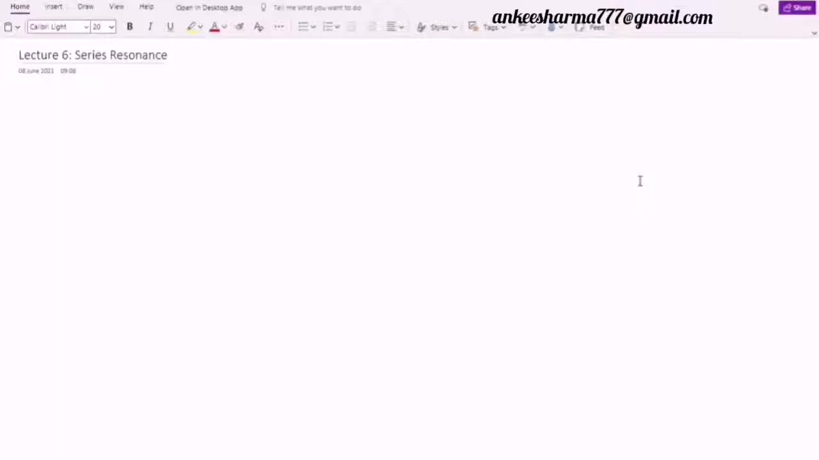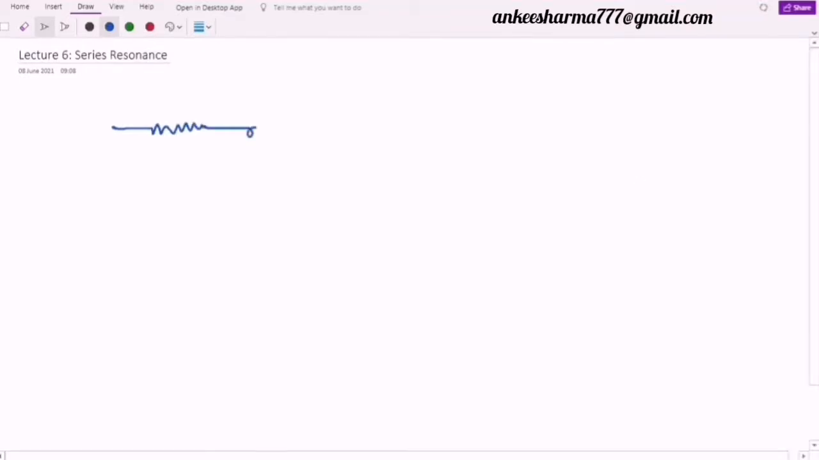In this lecture we are going to discuss series resonance. So what is series resonance? If I draw a simple series RLC circuit, that is a resistor with an inductor and a capacitor. We have already done this and studied all these phasor diagrams in the earlier lecture. So this is an AC source connected to this RLC.